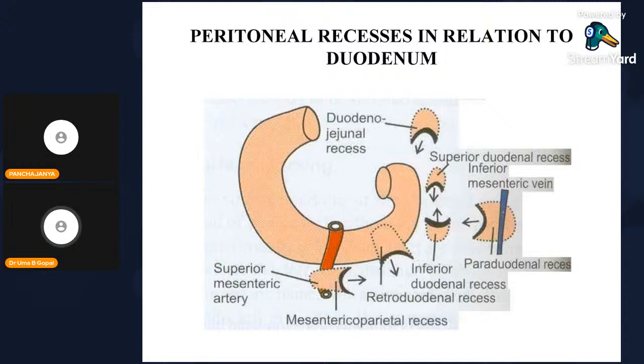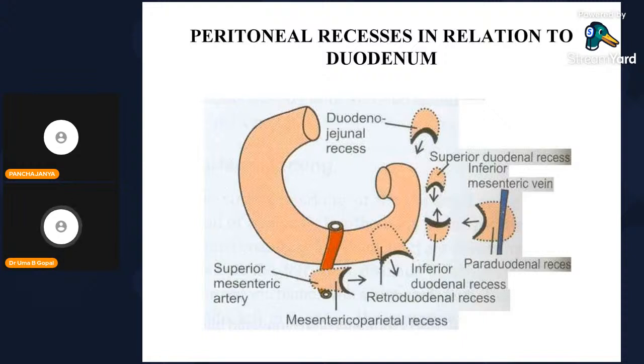Then you have to draw this figure. That's enough. Draw the figure, name the parts: duodenojejunal recess, superior duodenal recess, inferior duodenal recess. You can see the paraduodenal recess, and the inferior duodenal recess, superior and inferior. This is the duodenojejunal recess. This is where the inferior mesenteric vein will be passing. This is the paraduodenal recess.